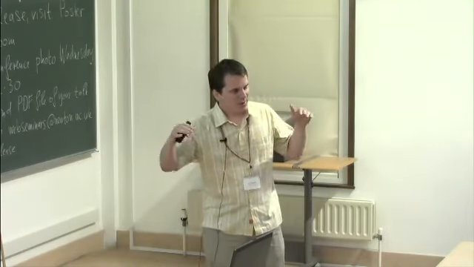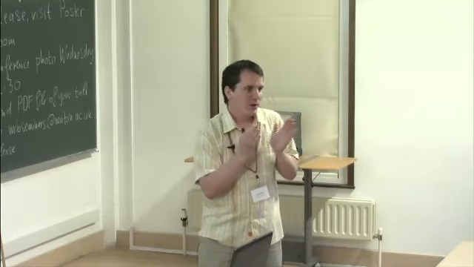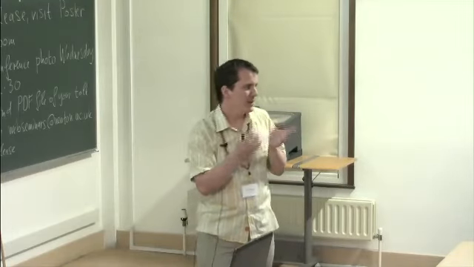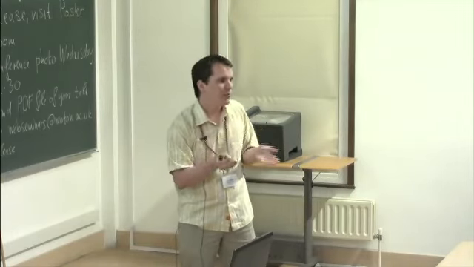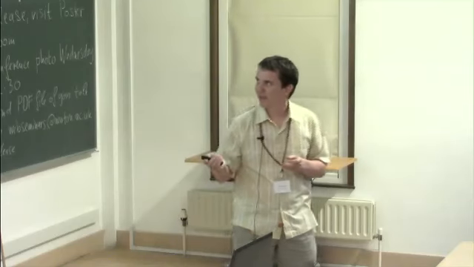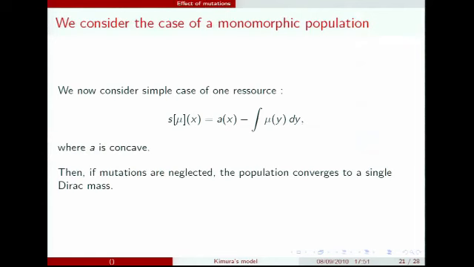What happens? We consider a population which evolves to 1 Dirac mass if we neglect mutation. What happens if we add mutations? Okay, that's the idea. So a very simple model where we know that the population will converge to 1 Dirac mass is typically like this. A is strictly concave, and the competition is uniform in the population. So we will consider perturbations of this model, let's say.